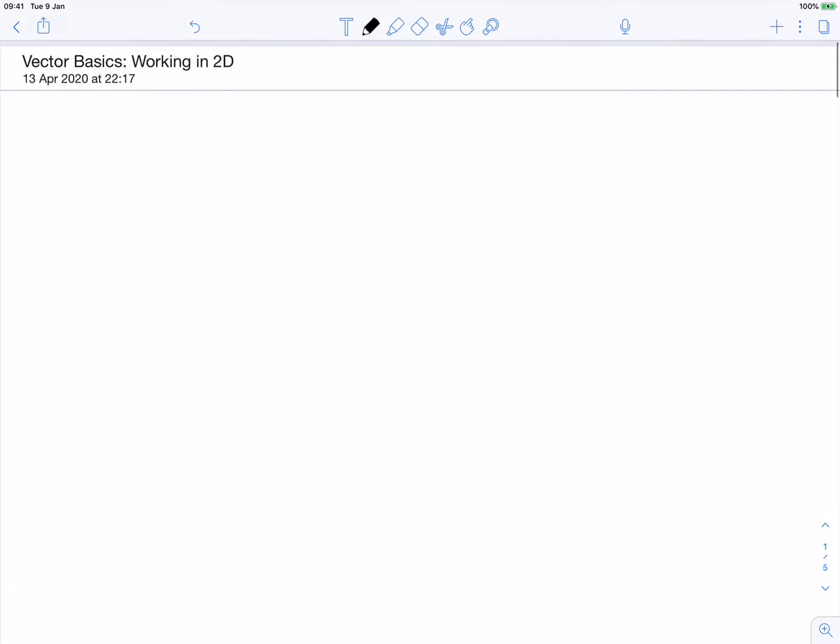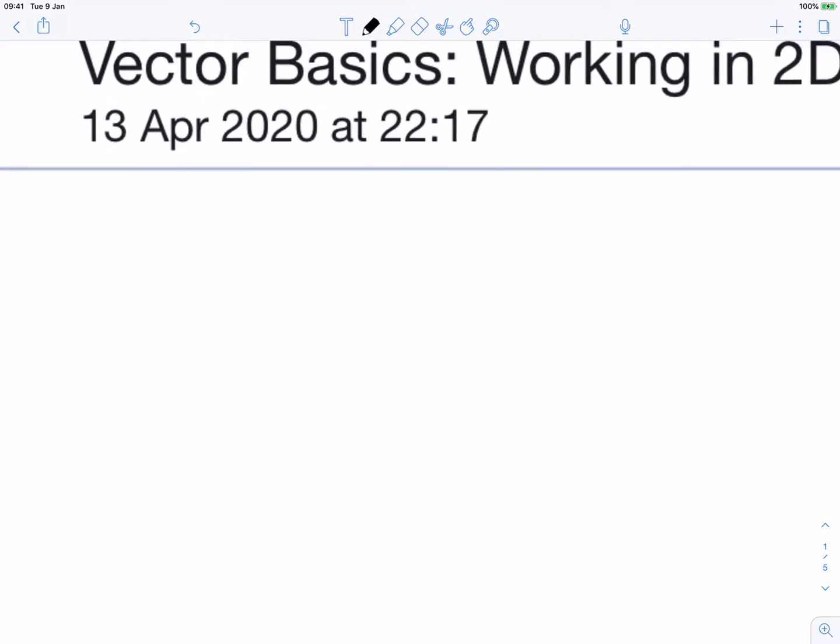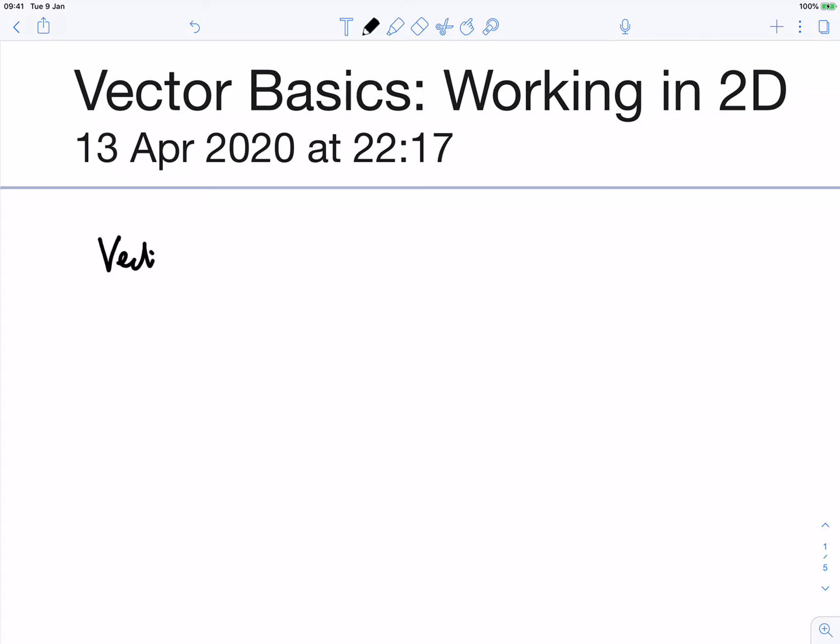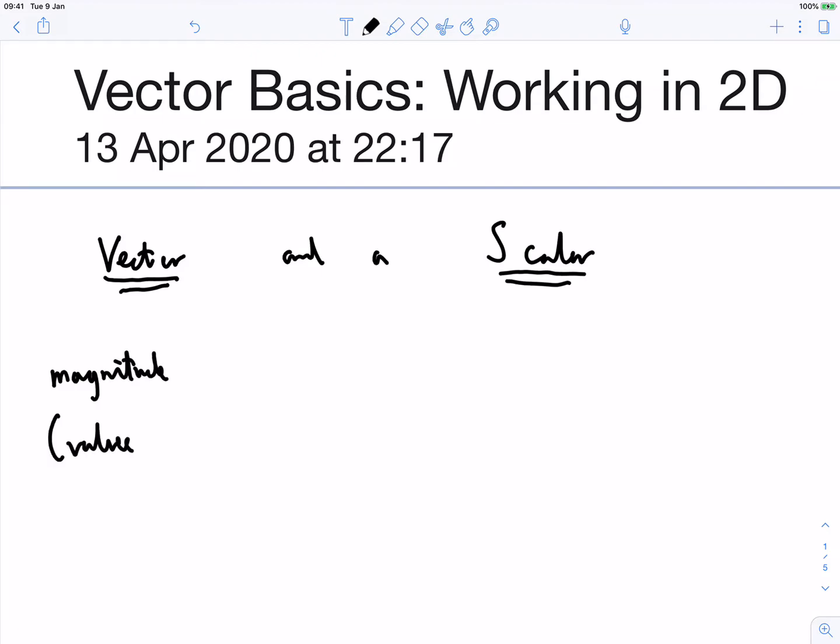So first of all, let's talk about the difference between a vector and a scalar. Okay. So a vector essentially has a magnitude, which is a posh way of saying a value. That's terrible. A value. And it has a direction, an orientation, a way it's going.